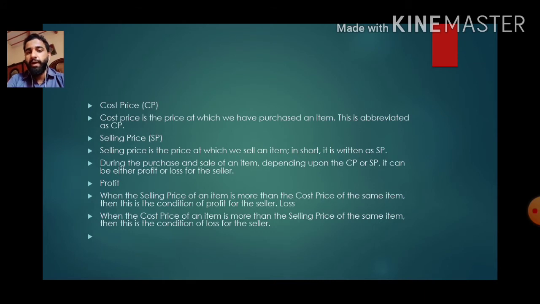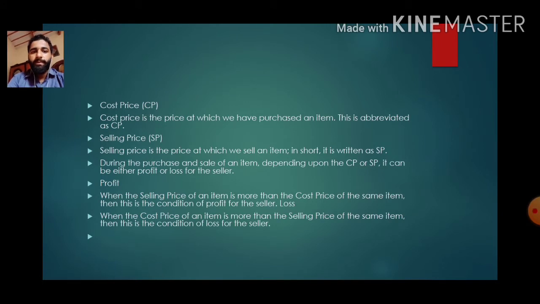First one, cost price, CP. A cost price is the price at which we purchase items. Number two, selling price, SP. Selling price is the price at which we sell items. In short, it is written as SP.